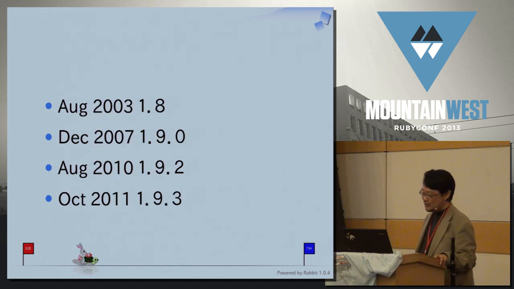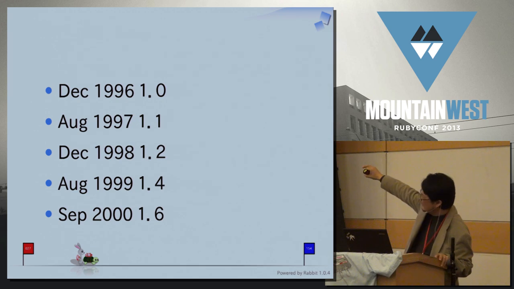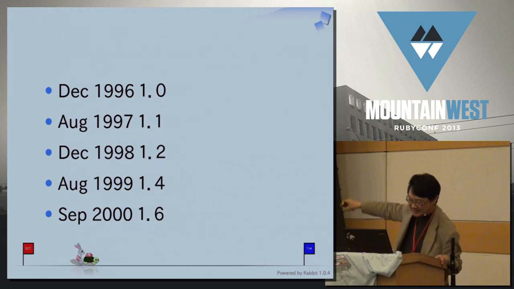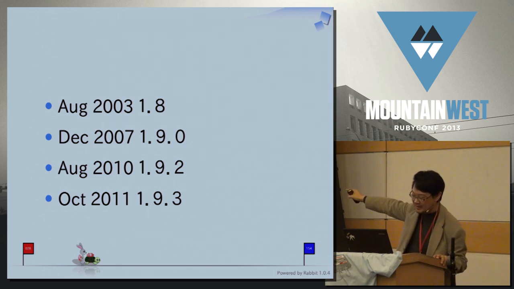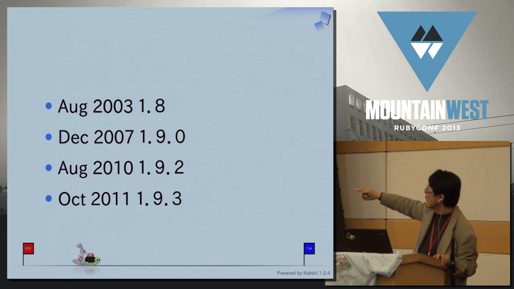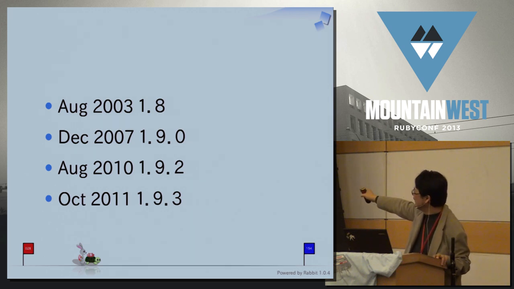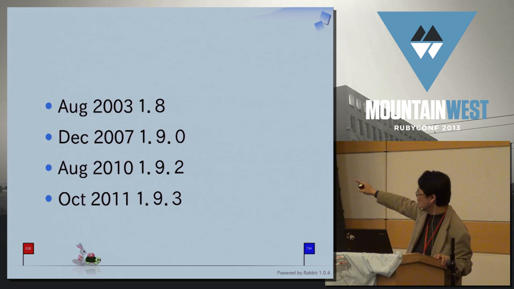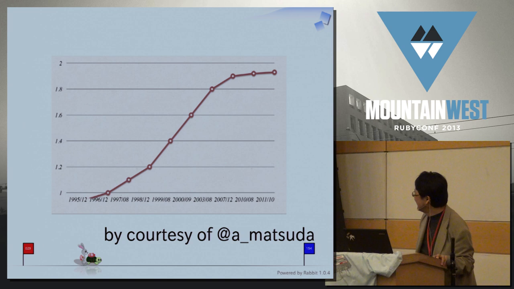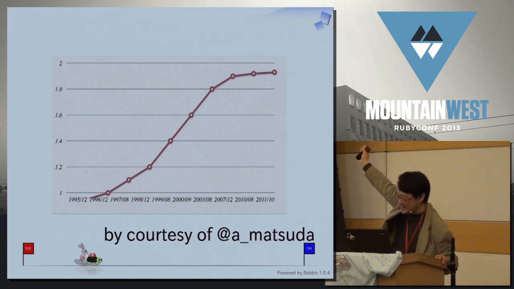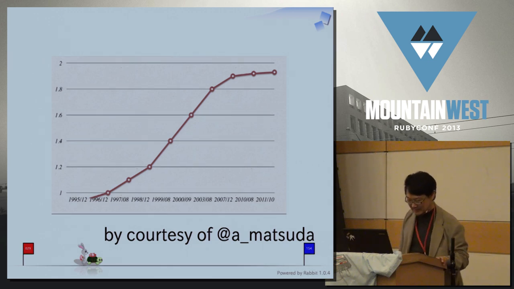August 23, we released it every year, basically. Then the pace slowed down. August 2003, we released 1.8. December 2007, 1.9.0. August 2010, 1.9.2. October 2011, 1.9.3. So the version numbers go like this. So we went up like this, then we saturated.